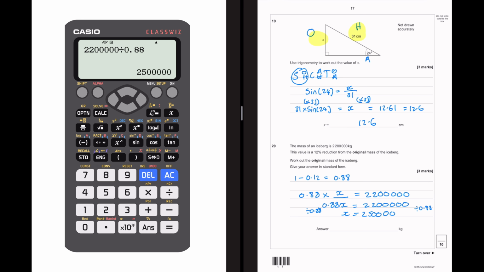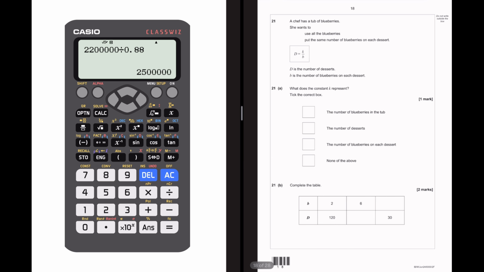2,500,000, but we need to put this in standard form. So standard form is always in the form a times 10 to the n, where a is between 1 and 10. So I'm going to put this decimal point between the 2 and the 5, multiplied by 10 to the power of 1, 2, 3, 4, 5, 6. So the final answer is 2.5 times 10 to the 6.